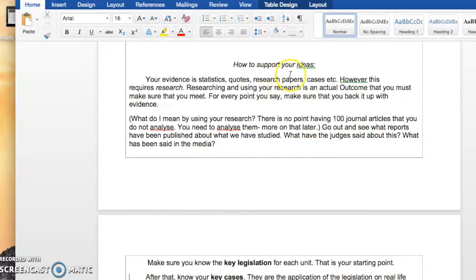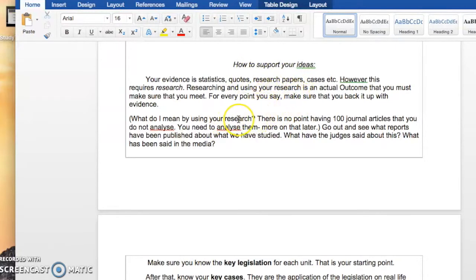But anyway, so how to support your ideas. In English you are supporting your ideas through quotes and technique, example, effect. Here it's different, because you're still supporting yourself, but with statistics, quotes, research papers, cases, etc. This requires you to research. Research and using your own research is an actual outcome in the legal studies syllabus that you must make sure that you meet. For every point you say, make sure that you back it up with evidence. So it's like English in that sense, that with everything you say in English, you should back it up with evidence from the text. But here your evidence is obviously from legal sources.